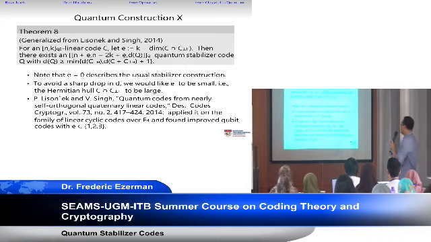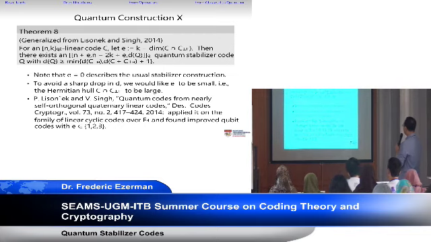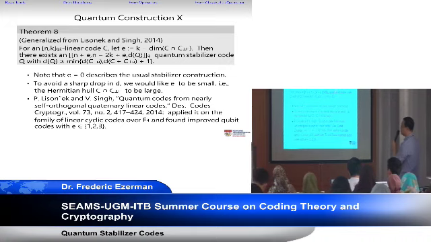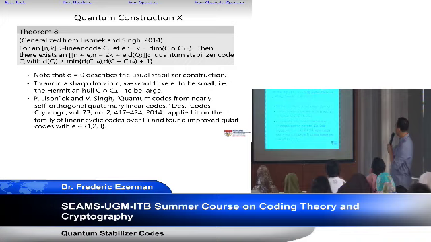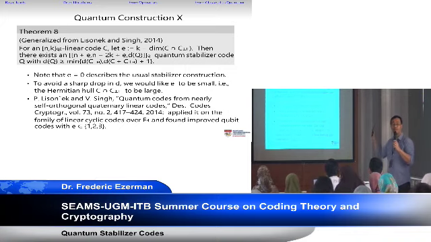Okay, so I have a linear code C, and then I consider the hull, the intersection between the code and its dual. If LCD, the intersection is trivial, right? It's just the zero vector. If this intersection is C, that means C is self-orthogonal. That means you can use it as a stabilizer.